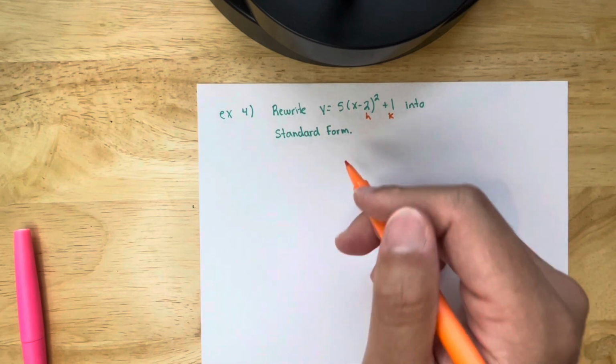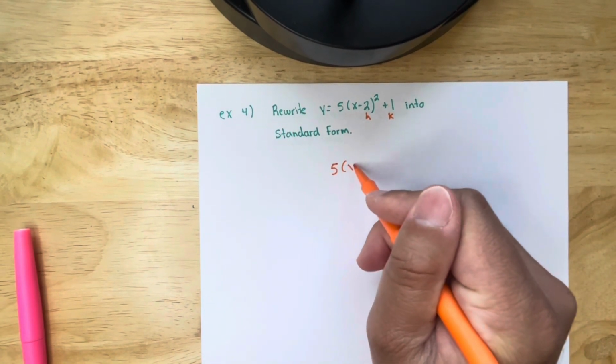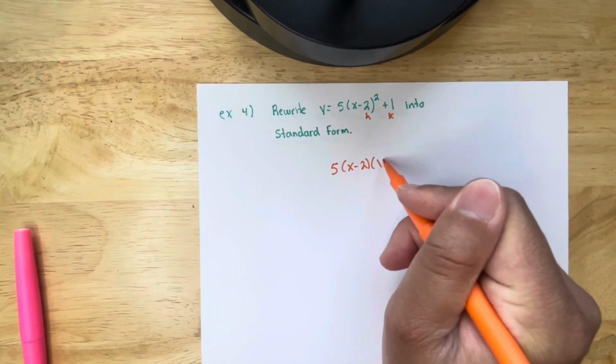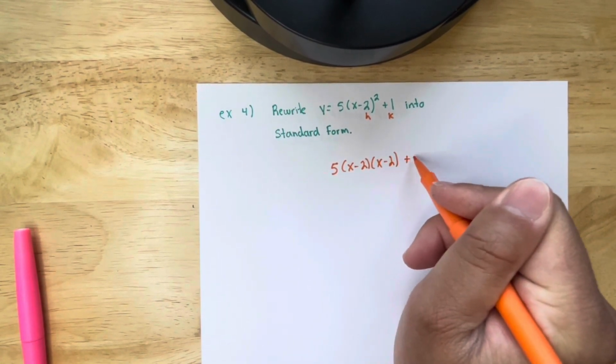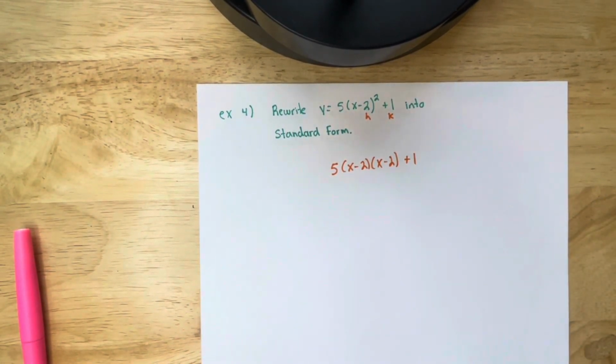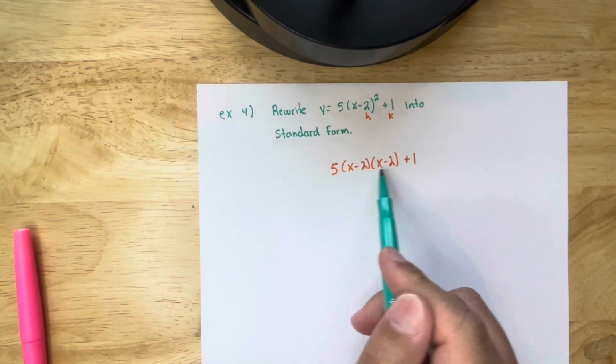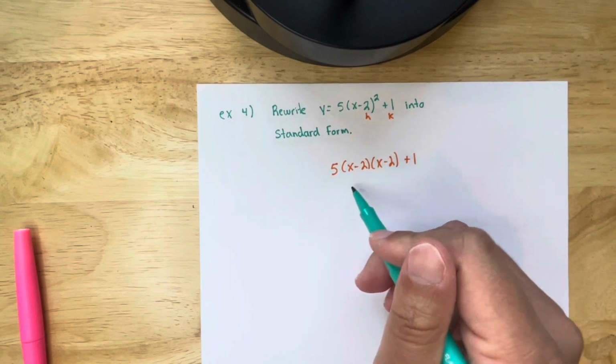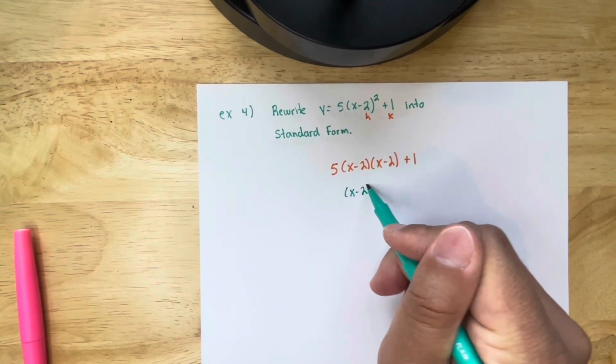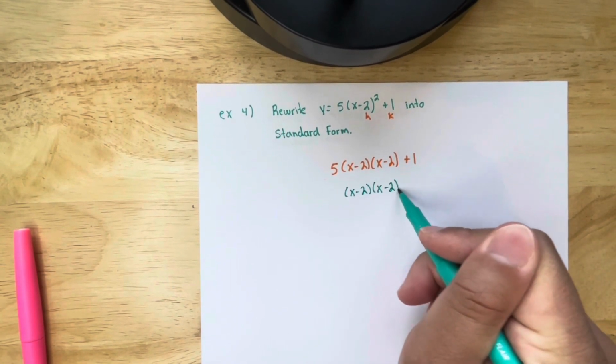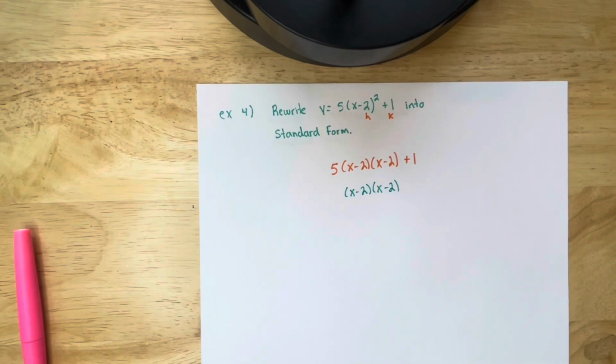So what I'm going to do is I'm going to write this as x minus 2 times x minus 2. And then I'm going to drop down everything else, which is the 5 and the plus 1. By me doing that, this should bring out the fact that I'm multiplying these two parentheses. So I'm going to take x minus 2 and x minus 2 to the side, and I'm going to work this out first. So when I work this out, notice what happens.